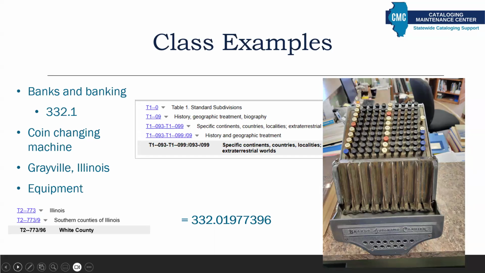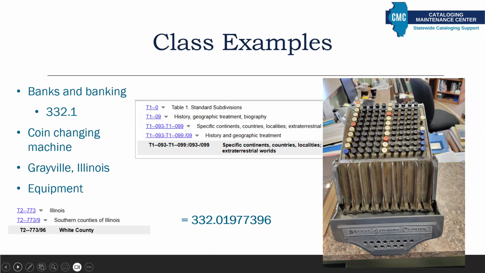So this is a coin-changing machine, but pertains to the history of a bank in Grayville, Illinois. We're going to start with making this about the history of the bank itself at 332.1. Then to add the geographic information, we'll be directed to the standard subdivisions table and choose 09 for history and geographic treatment, which will take us to the image above. This adds the 09 notation and takes us into the more specific areas we can add to our number.